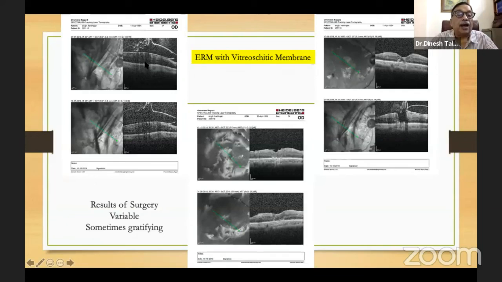This is a patient who had an epiretinal membrane, also a vitreoschitic membrane. You can even see those layers of vitreocytes in the OCT. And in this patient, following a vitreoretinal surgery, you can see there was a good recovery. This was a one-eyed patient who did well following surgery. So OCT can help you to see how your patient is doing, predict, as well as tell you when more treatment is needed.